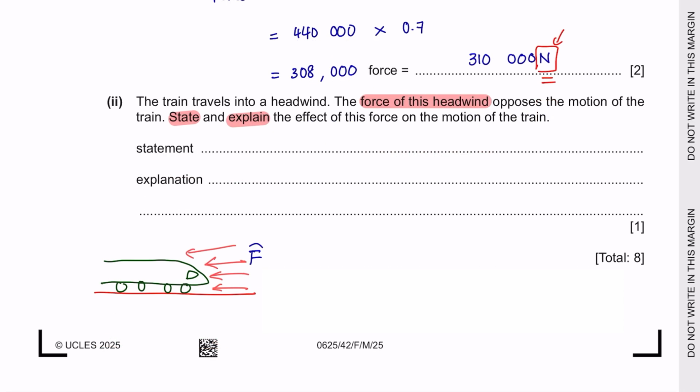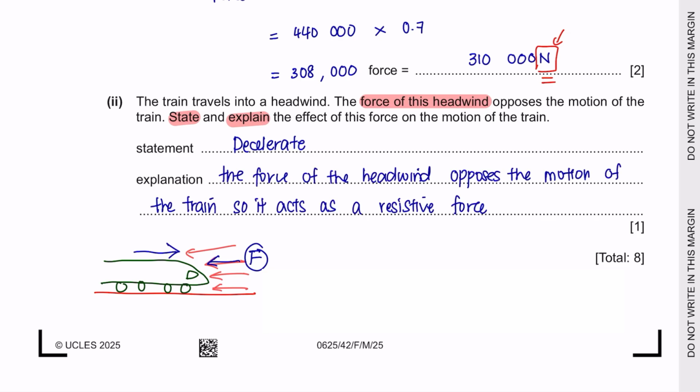Now the force of the headwind opposes, which means it goes opposite to the direction of the train. So this acts as a resistive or frictional force. If you have a force that acts against you, it will slow down the motion of the object. So in this case, it will cause the train to decelerate. As for the explanation, you can say that the force of the headwind opposes the motion of the train, so it acts as a resistive force.